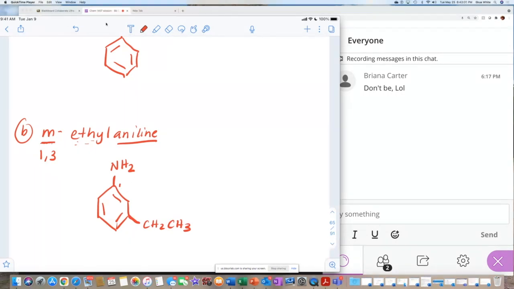Okay, so meta just means that since it's aniline, you have a side group on carbon 1 and another side group on carbon 3, and that goes with meta.